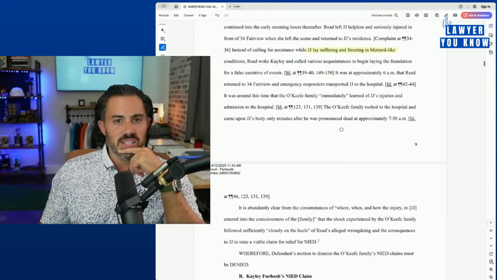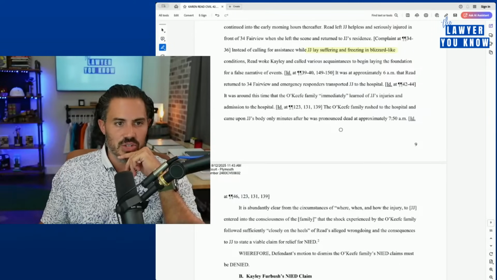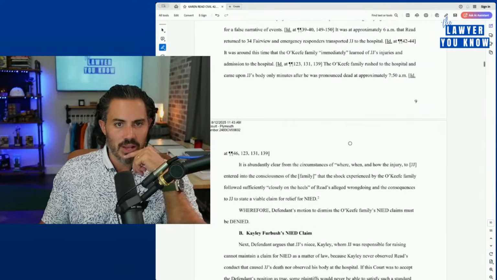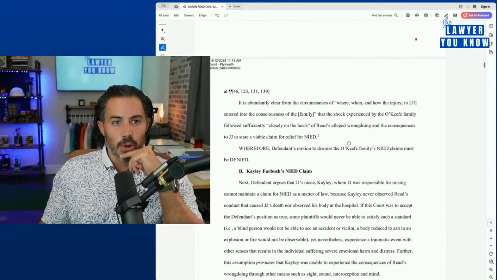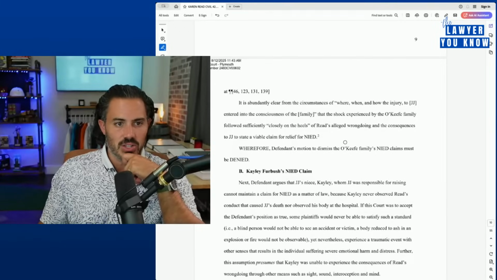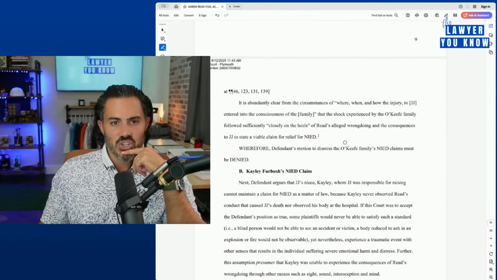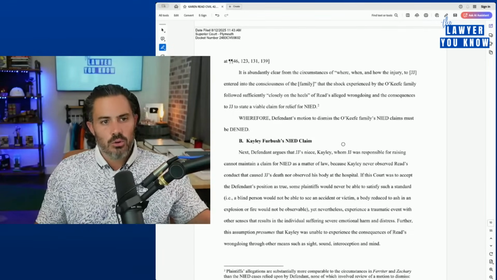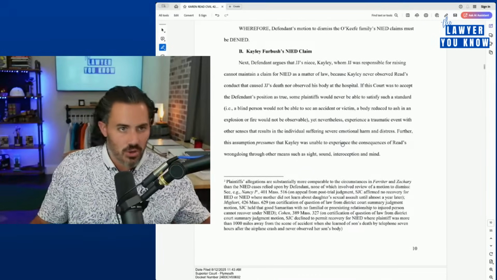It was approximately 6 a.m. that Reed returned to 34 Fairview with emergency responders. It was around that time the O'Keefe family immediately learned of his injuries and admission to the hospital. The O'Keefe family rushed to the hospital, came upon his body only minutes after he was pronounced dead at 7:50. It's abundantly clear from the circumstances where, when, and how the injury to JJ entered into the consciousness of the family that the shock experienced by the O'Keefe family followed sufficiently closely on the heels of Reed's alleged wrongdoing and the consequences to JJ to state a viable claim for relief for NEID. I disagree, but that's their argument.